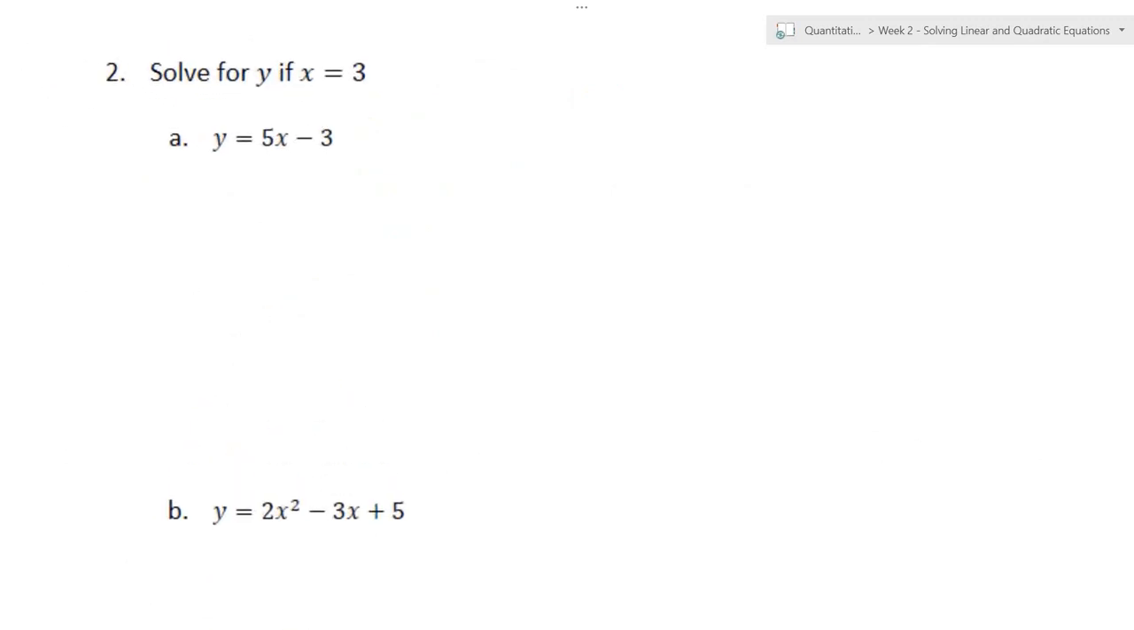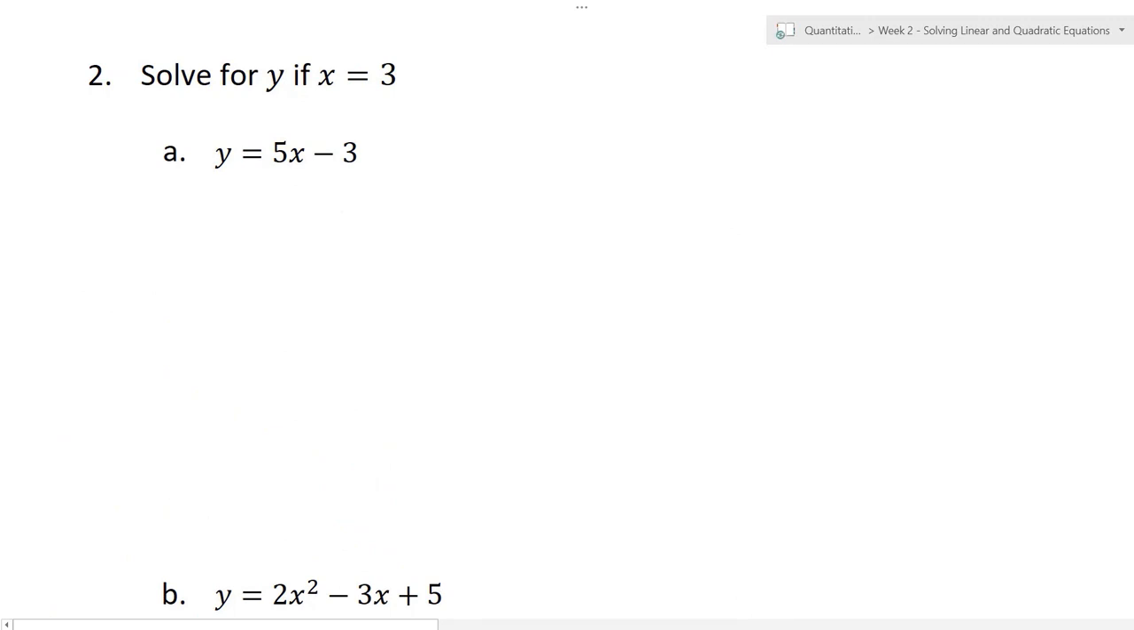So question 2 is asking us to solve for y if x is 3. So it's telling us what the value of x is. It wants to know what is the value of y. So anytime you need to find a value when another one is known, you just substitute this value of x into all the variables where you see x in your equation, making sure you put them in brackets. So I'm just going to rewrite this, but instead of my x, I'm replacing it with a 3 in brackets.